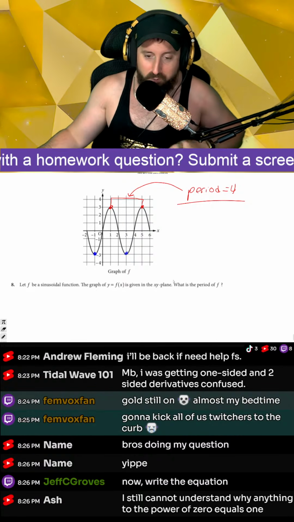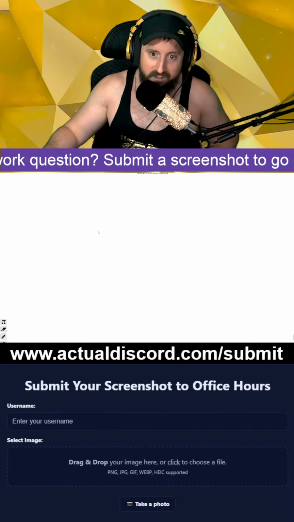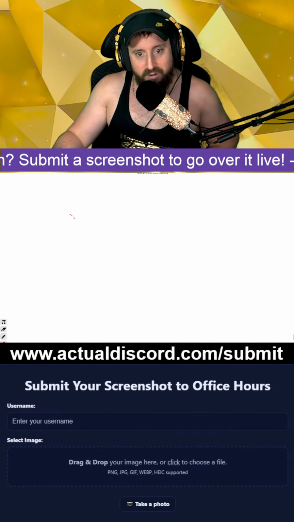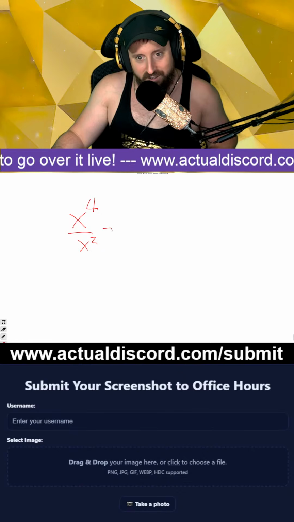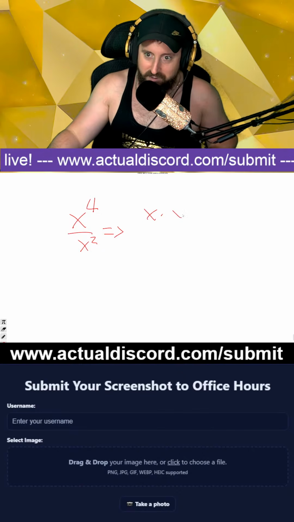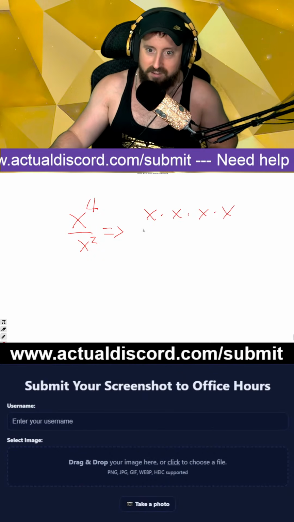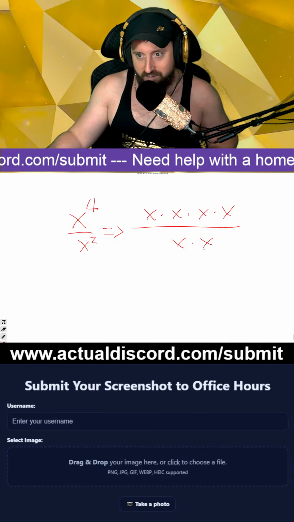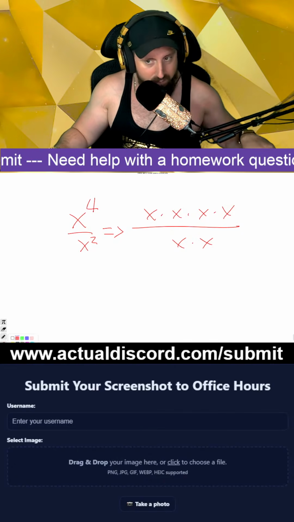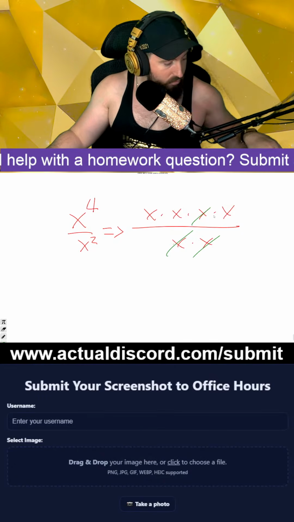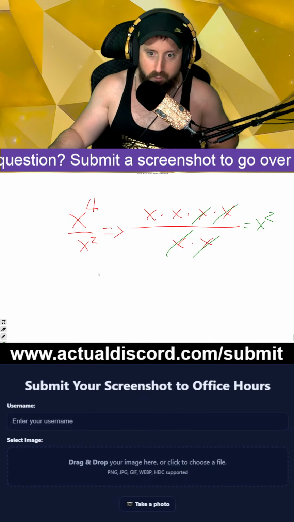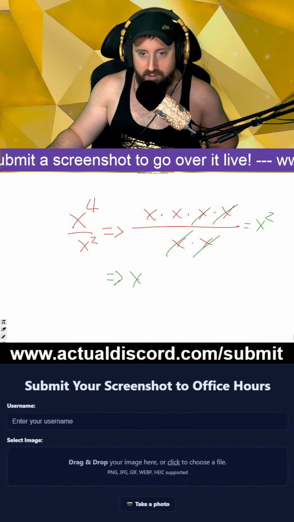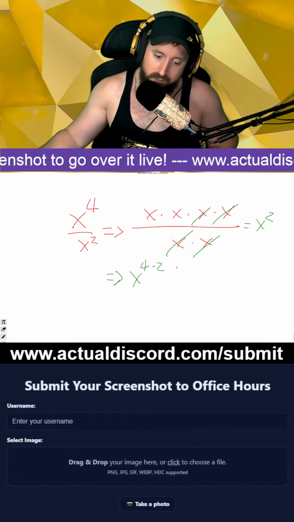Anything to the power 0 equals 1? I can show that real quick. That's really easy. Okay. What's x to the 4th over x squared? Let's think about that. That's x times x times x times x over x times x. A couple of these cancel, no? Cancel, and you're left with x squared. Did you notice how that rule was x to the 4 minus 2?